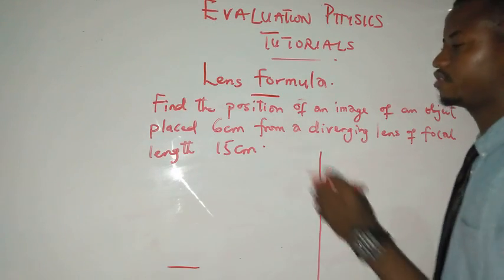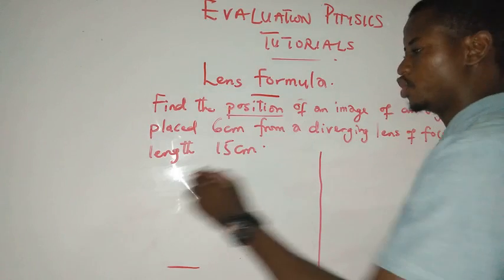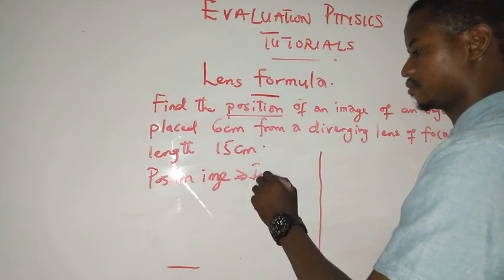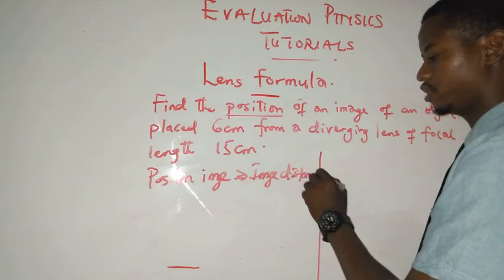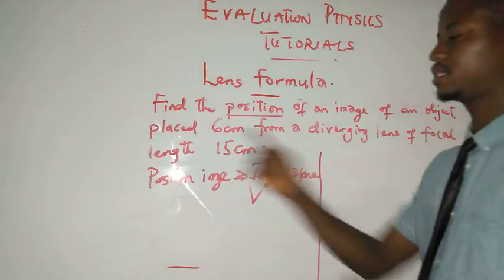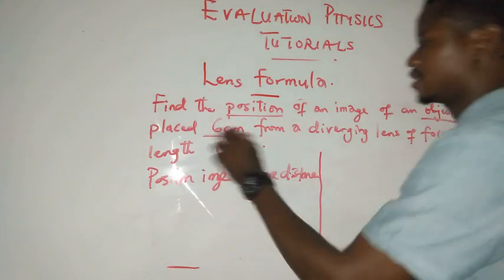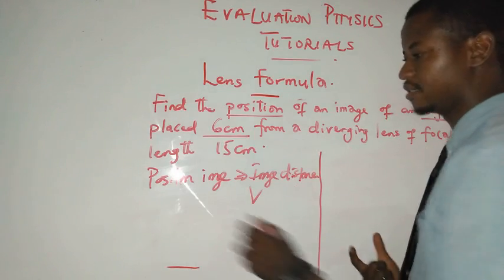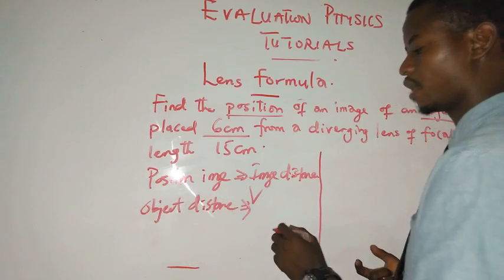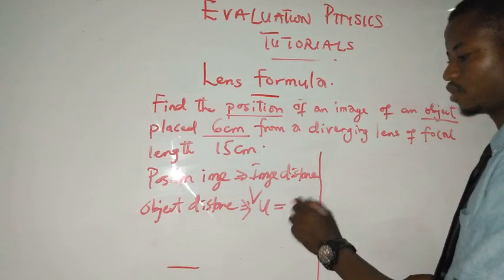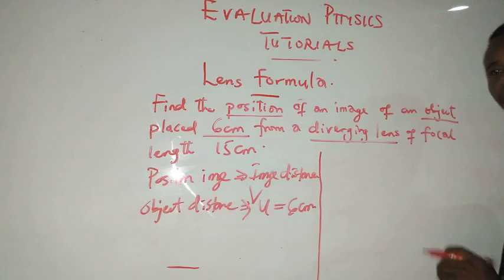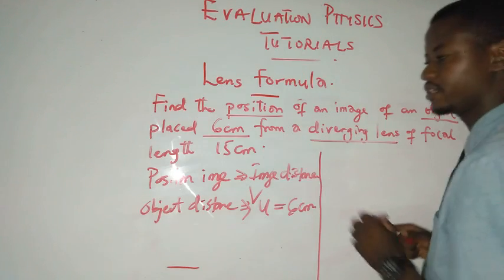Number one, the question says find the position of an image. Position of an image simply means the image distance, which is denoted by the symbol V. Of an object placed 6 cm from a lens. That is the object distance, denoted by the symbol U, which is equal to 6 centimeters. From a diverging lens of focal length 15 centimeters.